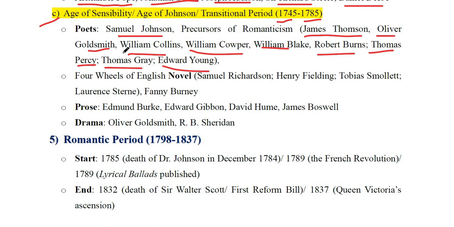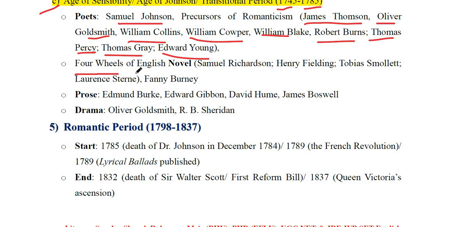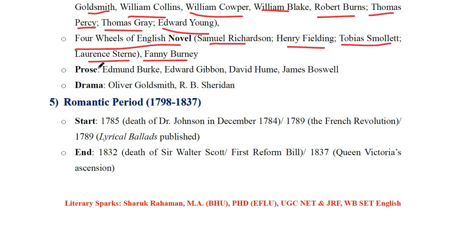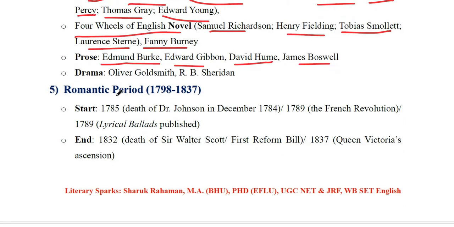And this time period is particularly important for the emergence of the English novel. So we have first the four wheels of the English novel, the famous writers Samuel Richardson, Henry Fielding, Tobias Smollett, and Laurence Sterne. Another female novelist we have is Fanny Burney. So the prose writers of this time are Edmund Burke, Edward Gibbon, David Hume, James Boswell. And among the dramatists, we have Oliver Goldsmith and Richard Brinsley Sheridan.